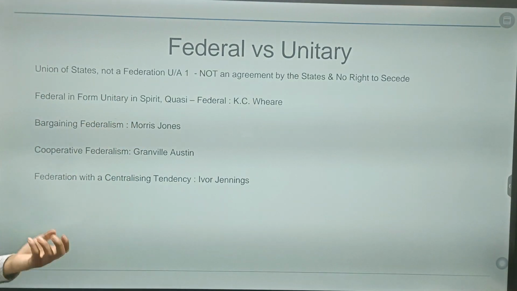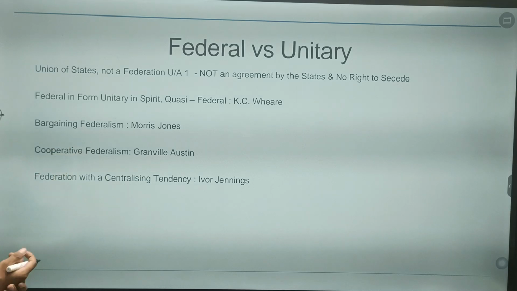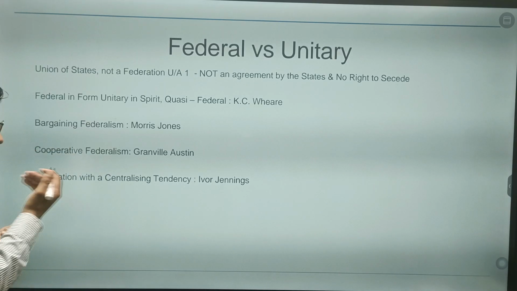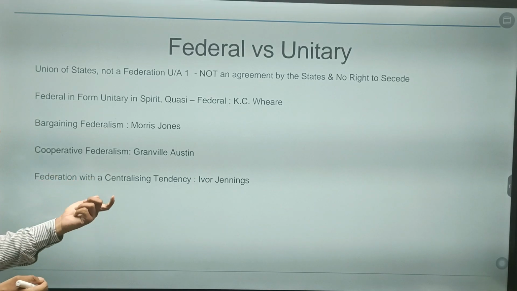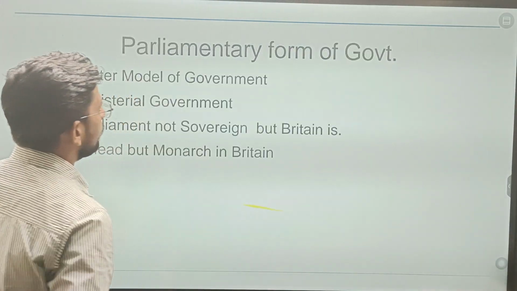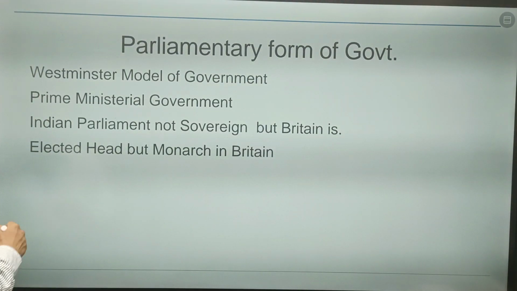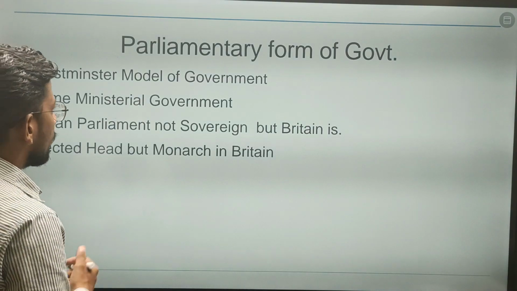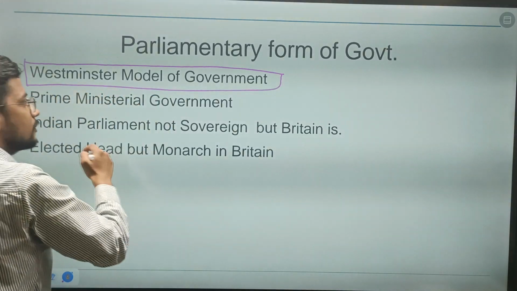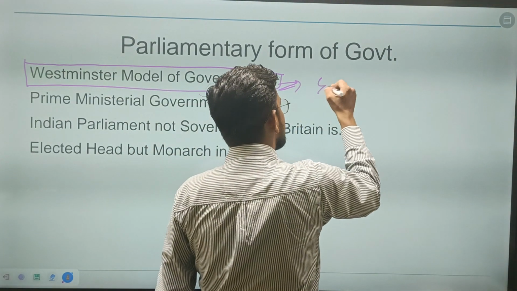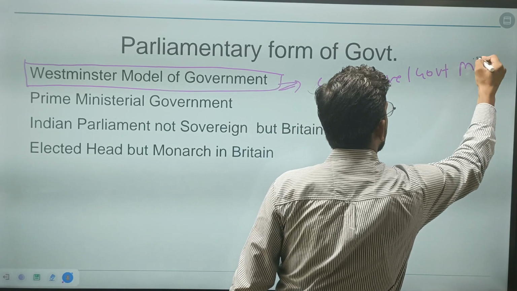So these are the comments related to the federal features of the Indian constitution. For example, Morris Jones said Indian federalism is a bargaining federalism. Granville Austin said cooperative federalism, whereas Ivor Jennings said federation with a centralizing tendency. So this we will study in our upcoming lessons. The next feature of the Indian constitution is the parliamentary form of government. Parliamentary form of government simply means India has the Westminster model, which means the executive means government ministers.